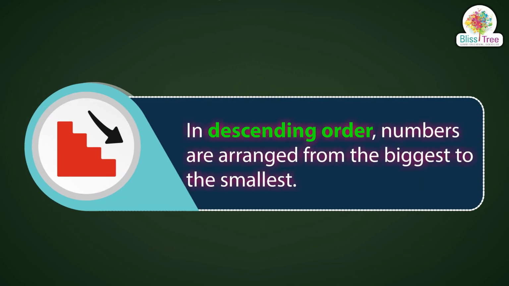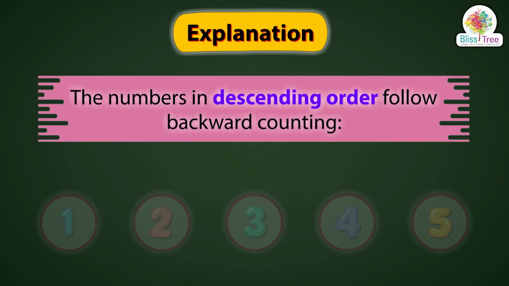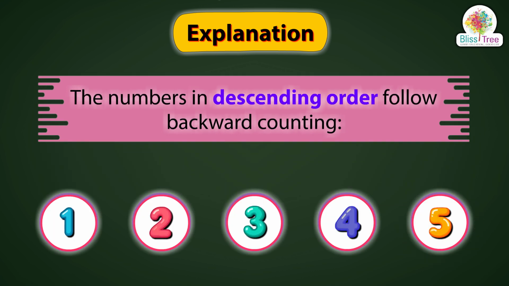In descending order, numbers are arranged from the biggest to the smallest. The numbers in descending order follow backward counting. 5, 4, 3, 2, 1.